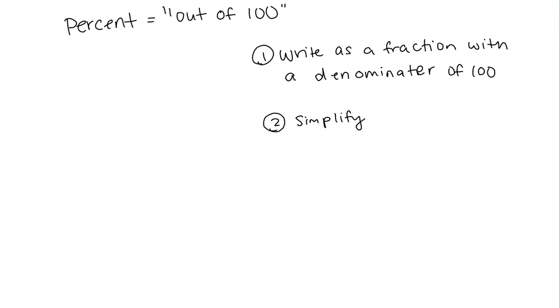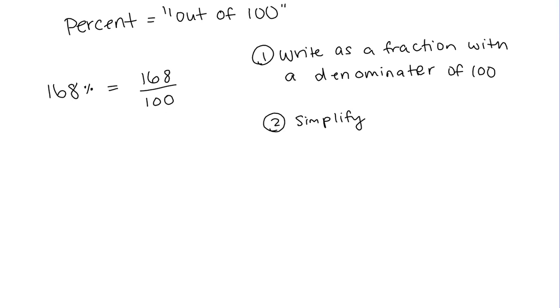Let's try another one. What if we had, in this case, 168%? Now, this exceeds 100, but we're still going to write it as a fraction with a denominator of 100. 168 out of 100. Now, because our numerator is greater than our denominator, we call this an improper fraction. And in order to simplify this, we know that we're going to have a mixed number.